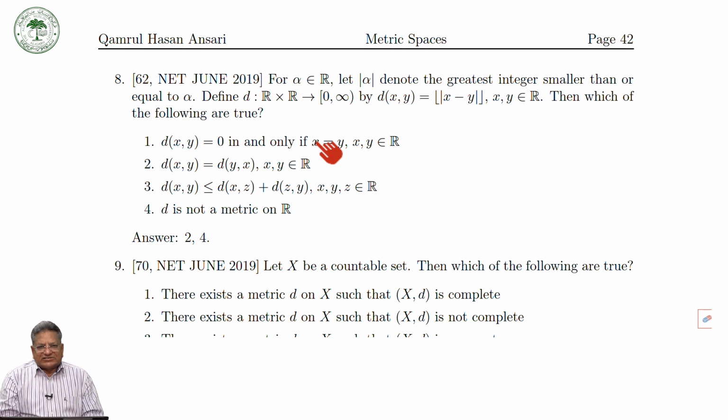Let alpha be any real number, and let the floor of alpha denote the greatest integer smaller than or equal to alpha. Define d(x,y) as the greatest integer function of mod of x minus y. So this is the greatest integer function, keep that in mind. Then which of the following are true?